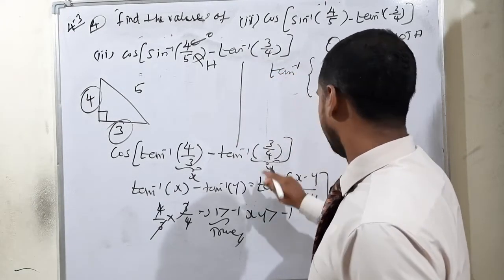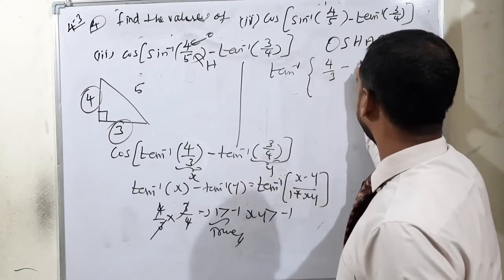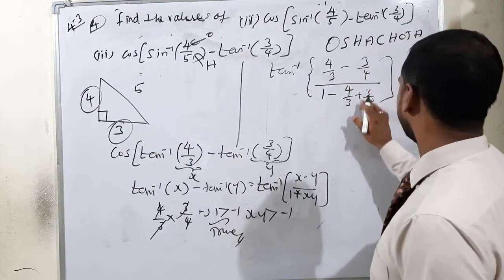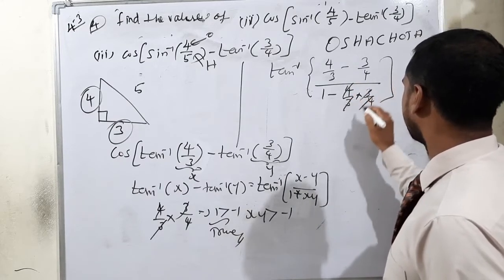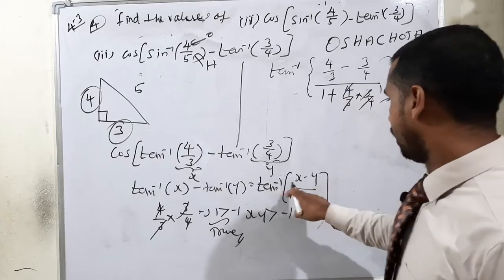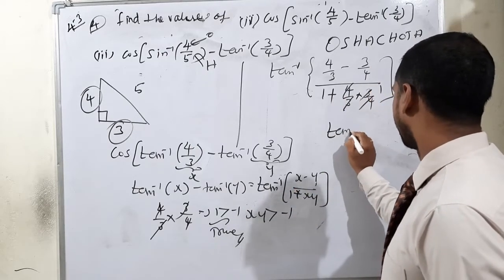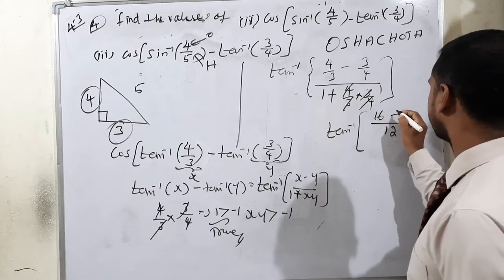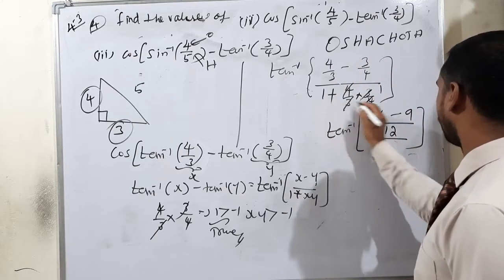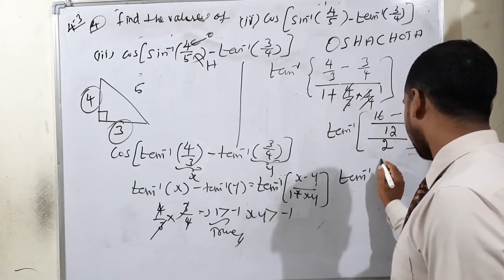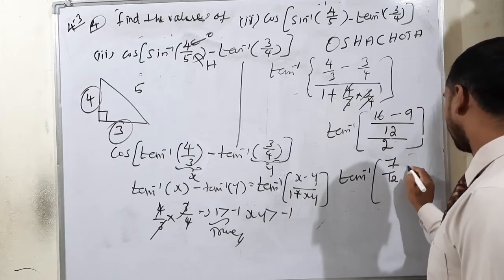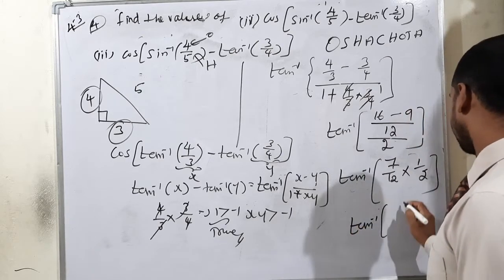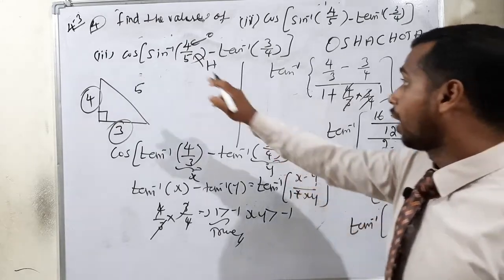Tan inverse of x value 4 by 3 minus 3 by 4, whole term divided by 1 plus 4 by 3 times 3 by 4. In the denominator, 4 and 4 cancel, 3 and 3 cancel, so only 1 will come. This is plus, because it is x minus y over 1 plus xy. Now tan inverse, cross multiply with common denominator 3 into 4, 12: 4 fours are 16 minus 3 threes are 9. The whole term divided by 1 plus 1, which means 2. Next, tan inverse 16 minus 9 is 7 by 12, divided by 2. Again reciprocal, so 2 by 1, we can write 1 by 2. Therefore tan inverse 7 by 24, isn't it? But outside we have cos, isn't it?